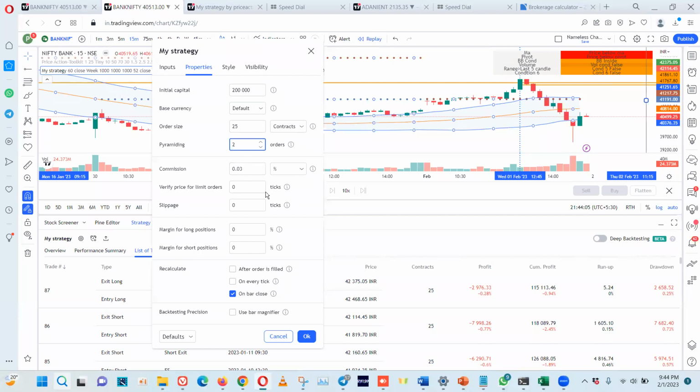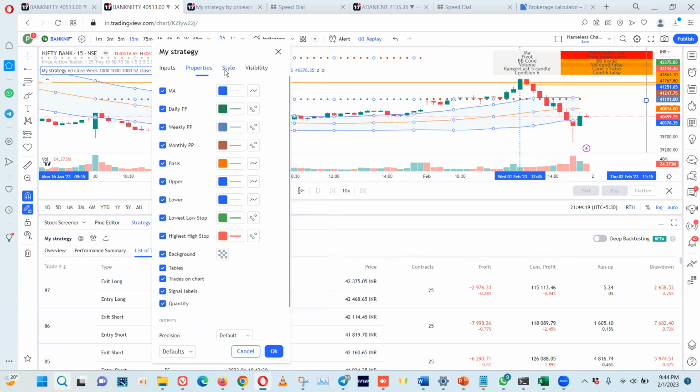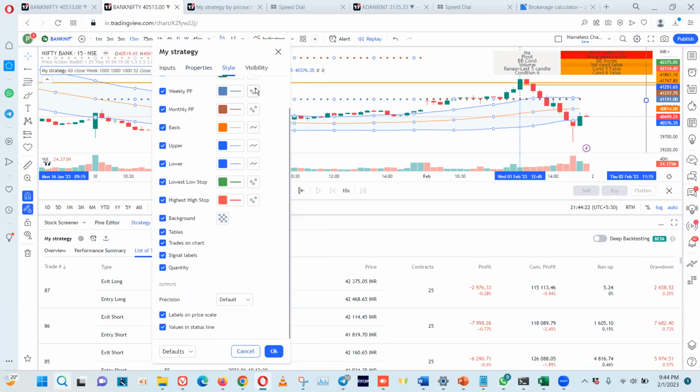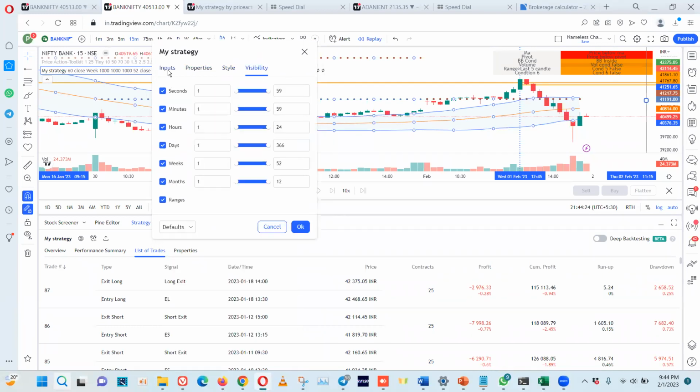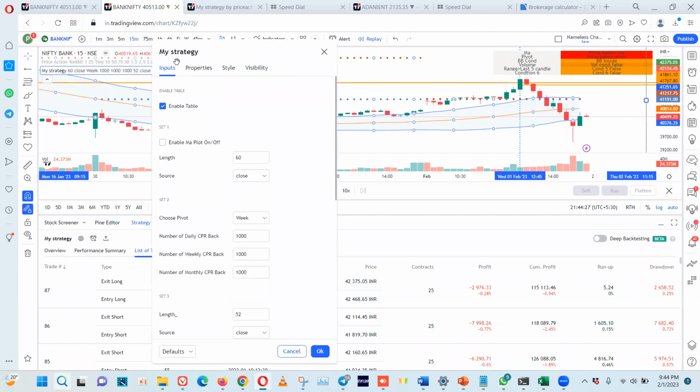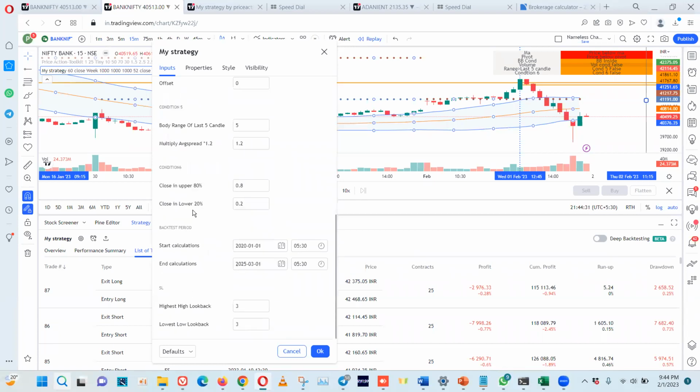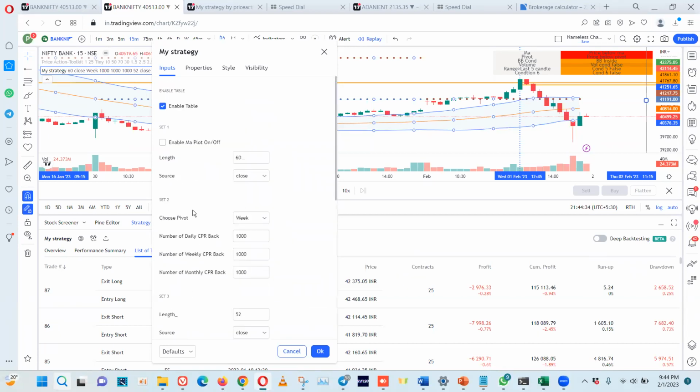Okay, then these things we don't have to add anything here. Margin for long position, margin for short position, we don't need to add, and we don't have to do anything here. Backtesting precision or order, in style, we don't have to do anything. In visibility, we don't have to do anything. Main thing is in these inputs. So I will tell for each and every instrument which you are going to backtest, I will give you one specific number which you have to enter.